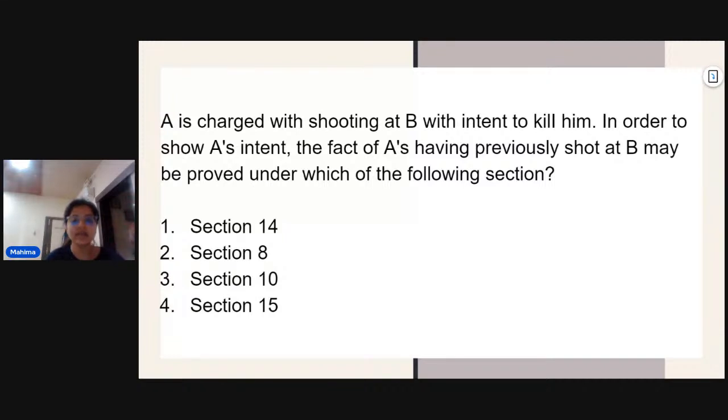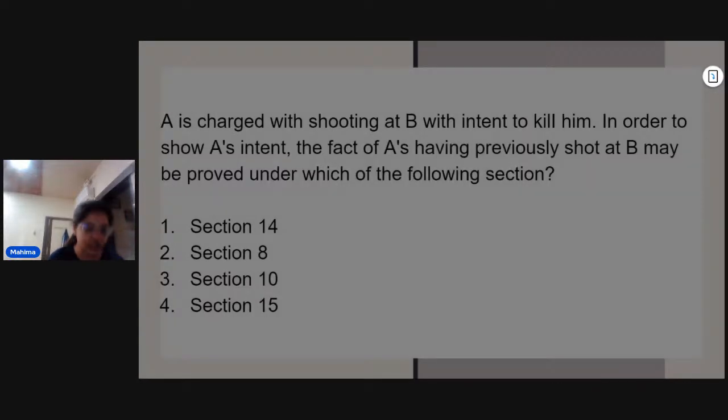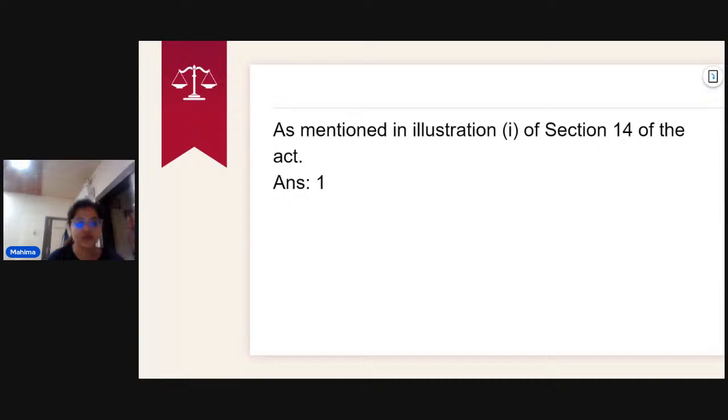But the most appropriate answer is section 14 here, because it is an illustration given there and it shows the state of mind. It shows the state of mind and not the bodily feeling. Yes, it is under section 14, and the correct answer is option number 1.